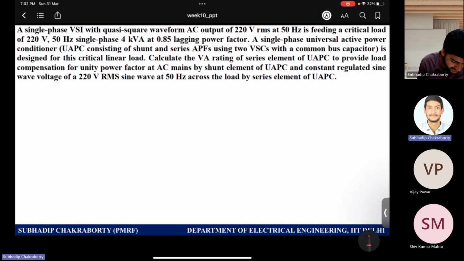So what is it told? A single phase voltage source inverter with quasi-square waveform, 220 volt 50 Hz is feeding a critical load, 4 kVA 0.8 power factor, just like the previous. But here it is told that a universal active power conditioner using 2 VSC is used for the critical load. Volt ampere rating is asked of the UPAC. And what is the functionality? Unity power factor at AC mains by shunt element and constant regulated sine wave.